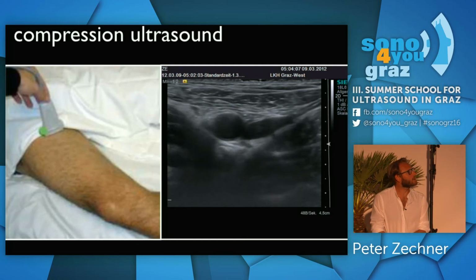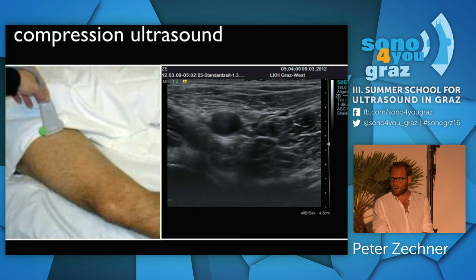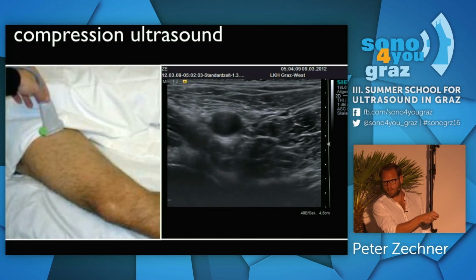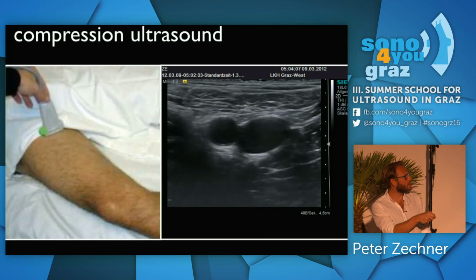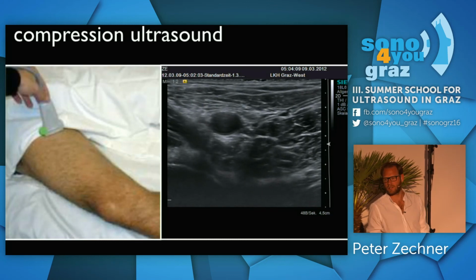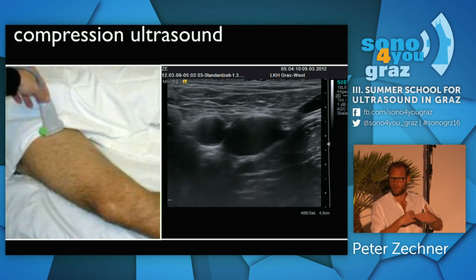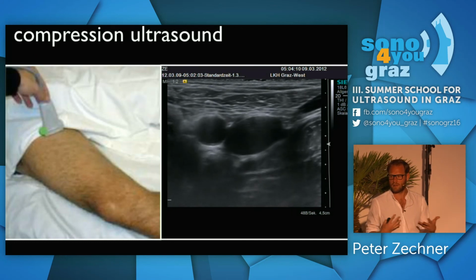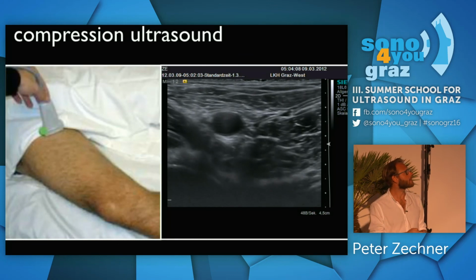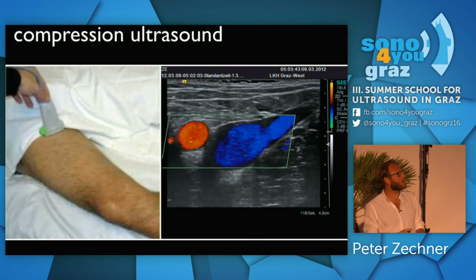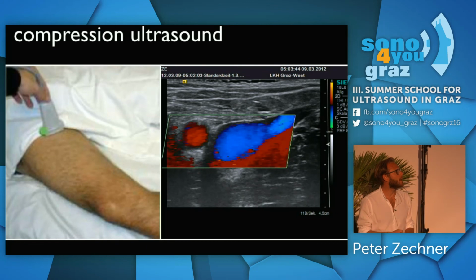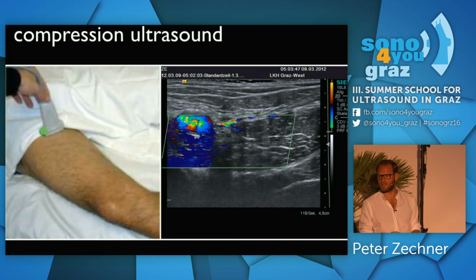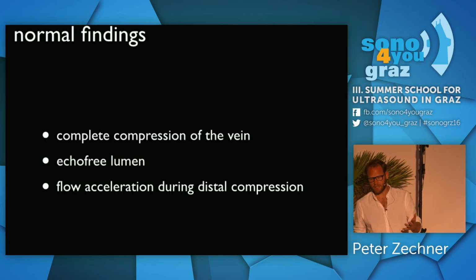So here an example of a normal femoral vein. Here we can see the artery, not compressible, pulsation, okay? Here is the vein, and it's compressible totally, okay? You can see the total collapse of the vein. So in this patient, we could exclude thrombosis, okay? Here we can see some color Doppler, and also here we can see that the vein is compressible totally.